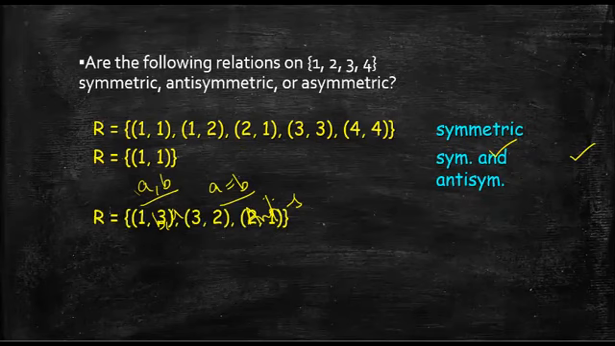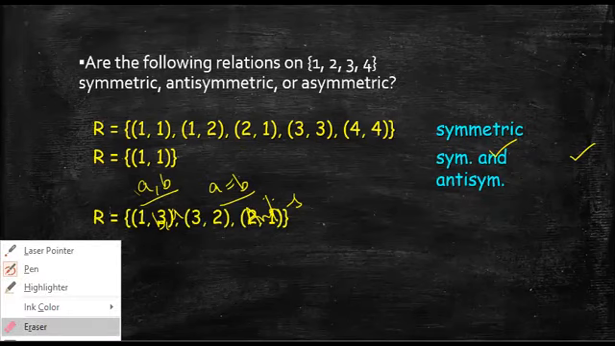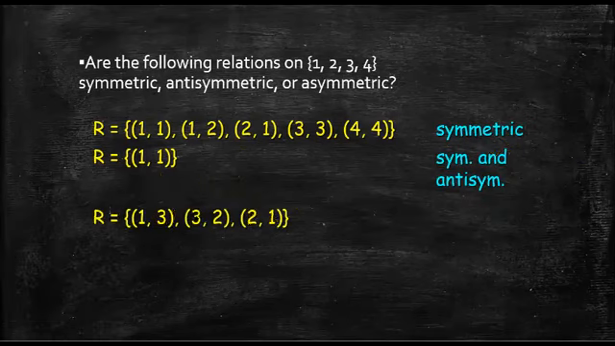Then the next is 1 comma 3, 3 comma 2 and 2 comma 1. In this case, we have 1 comma 3. Do we have 3 comma 1? No. So we don't have it, let's write it over here. No 3 comma 1. Okay, so it is not symmetric.